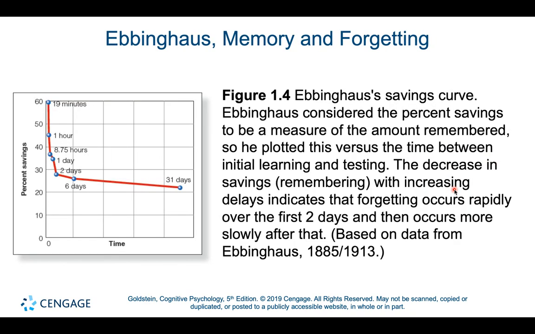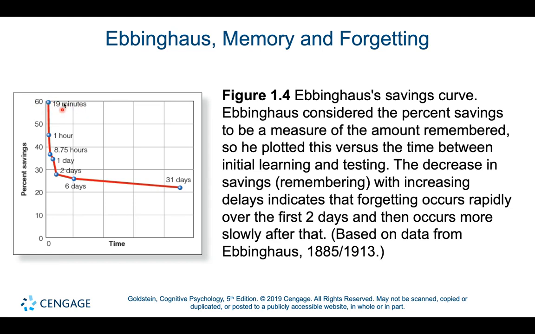But one crucial thing that Ebbinghaus learned in all of this is that forgetting is not linear. I'll say that again. Forgetting is not linear. Forgetting occurs rapidly over the first 2 days. So we imagine this y-axis here is your percent savings. Just think about the y-axis as how good your memory is, right? That's just another way that you could think about this.